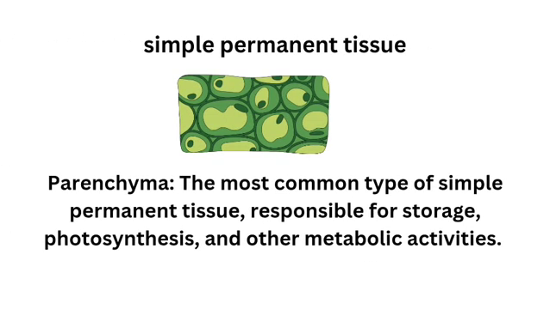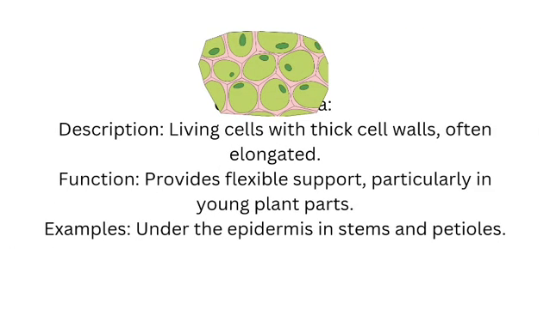Simple permanent tissue. Parenchyma. The most common type of simple permanent tissue, responsible for storage, photosynthesis, and other metabolic activities. Collenchyma. Description: living cells with thick cell walls, often elongated. Function: provides flexible support, particularly in young plant parts. Examples: under the epidermis in stems and petioles.